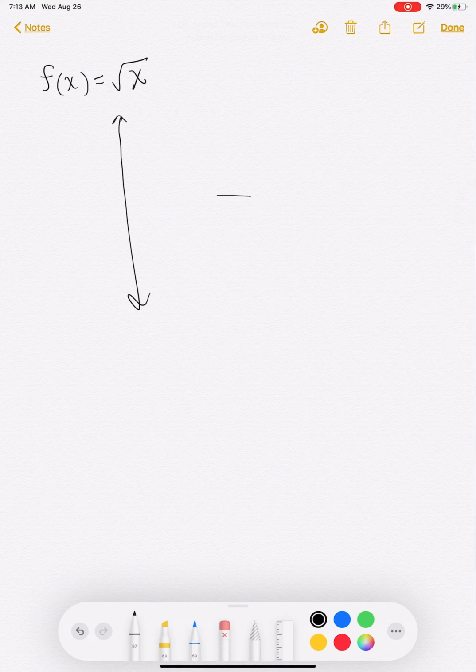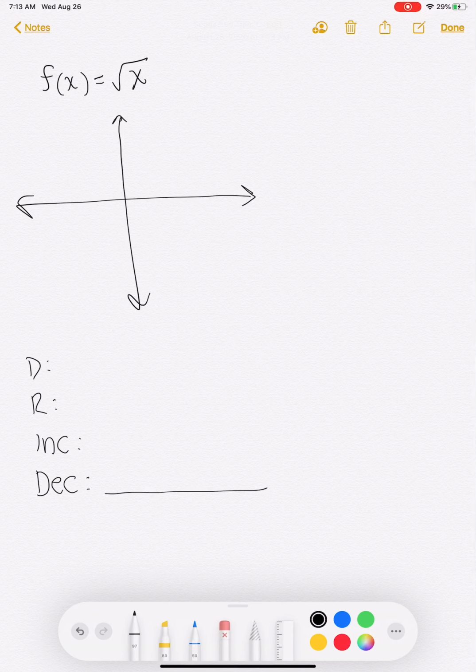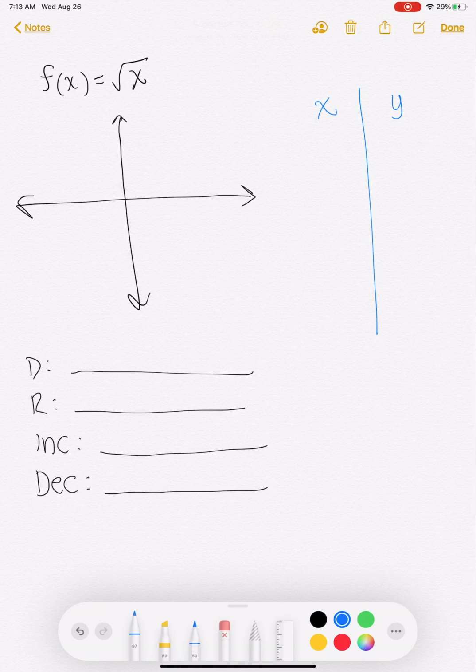You guys already have the graph. Okay, we're going to state our domain, range, increasing and decreasing intervals. And then again, as always, I recommend making a table. And we will plot those points.